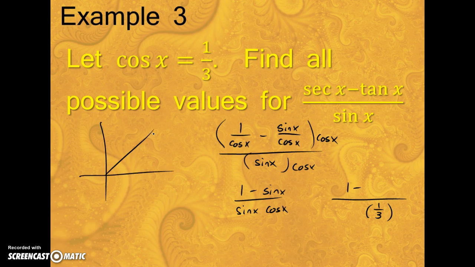That's why it all goes back to chapter 1. My cosine is 1 over 3. If I do a little bit of Pythagorean theorem here, I see 1 squared plus x squared equals 3 squared.